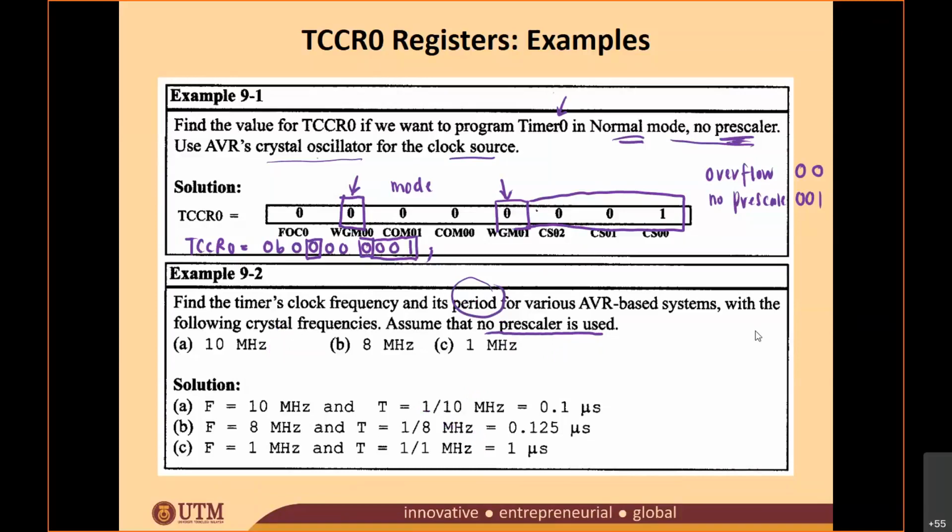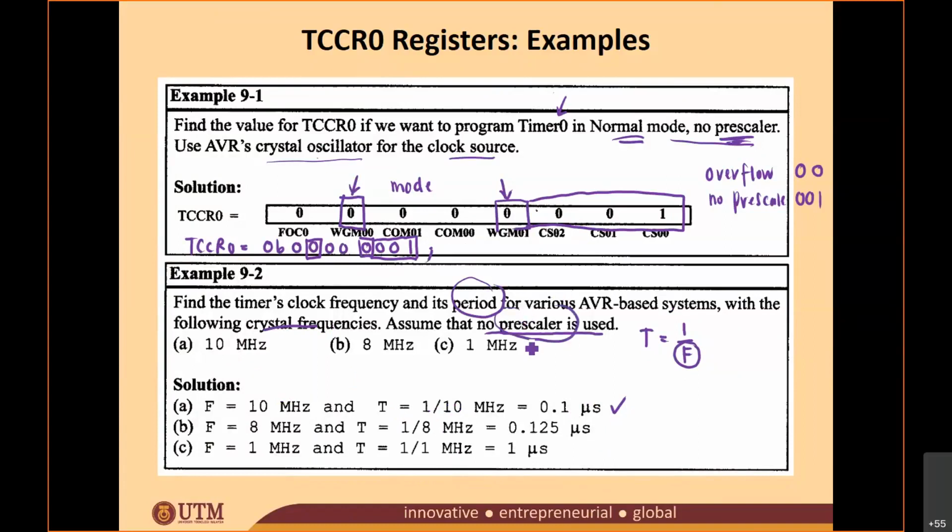You know that the equation for period is T equal to 1 over F, where F is your crystal frequency. So for 10 megahertz, the period is T equal to 1 over 10 megahertz, then you will get 0.1 microseconds. This is without a prescaler.